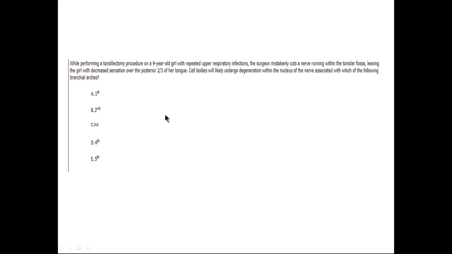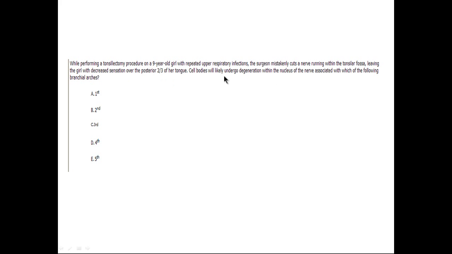By performing a tonsillectomy in a 9-year-old, we think arch 3, right? Tonsillectomy, arch 3. A 9-year-old girl with repeated upper respiratory infections. Arch 2, we think of, right? With repeated upper respiratory infections, the surgeon mistakenly cuts a nerve running in the tonsillar fossa. That's the glossopharyngeal nerve, remember? Leaving the girl with decreased sensation over the posterior 2/3 of the tongue. Actually, it's posterior 1/3 of the tongue.